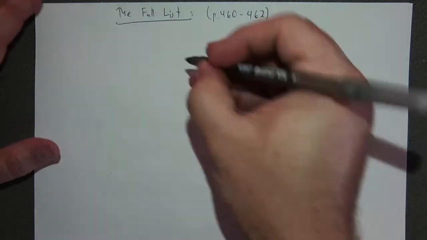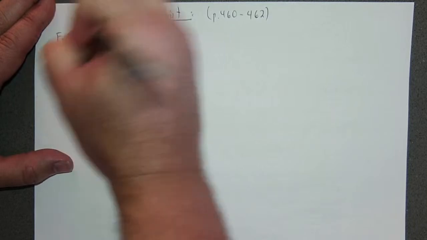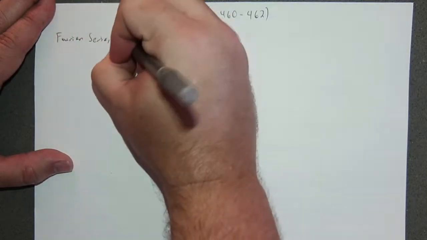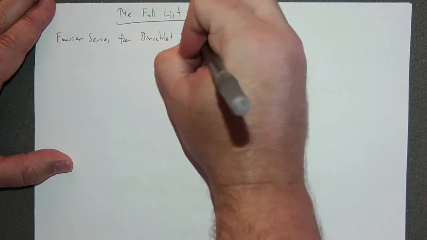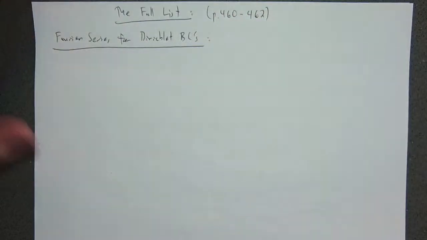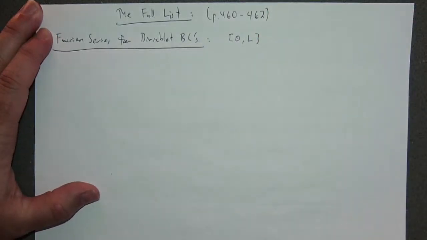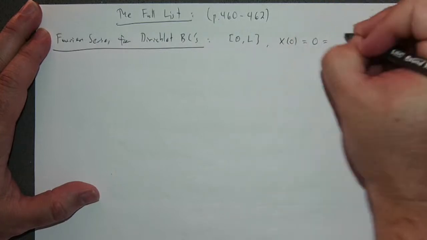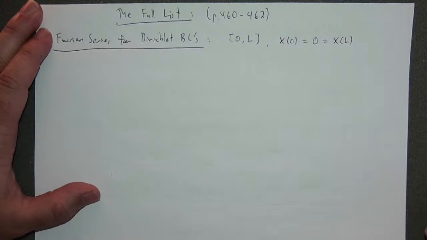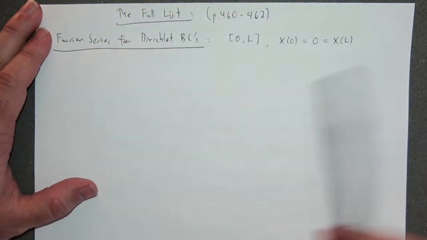What about Dirichlet boundary conditions? Fourier series for Dirichlet boundary conditions. We have an interval 0 to L. We have boundary conditions x of 0 equals 0 equals x of L. So these are homogeneous Dirichlet boundary conditions. The eigenfunctions and eigenvalues are as follows.